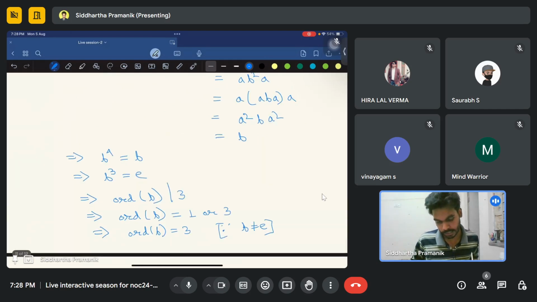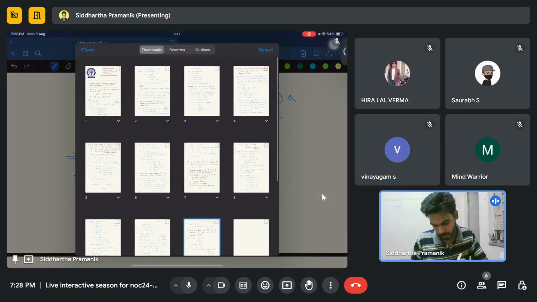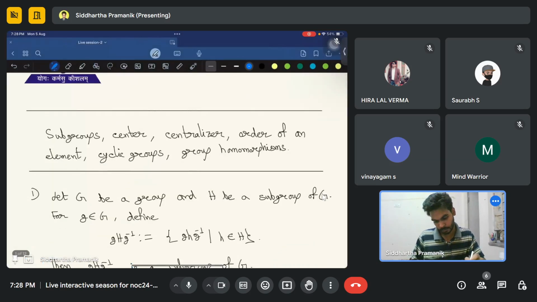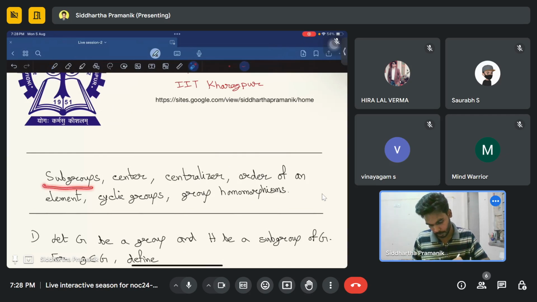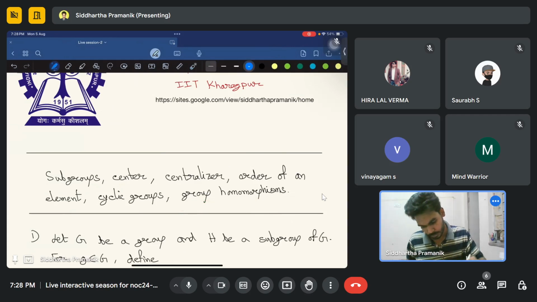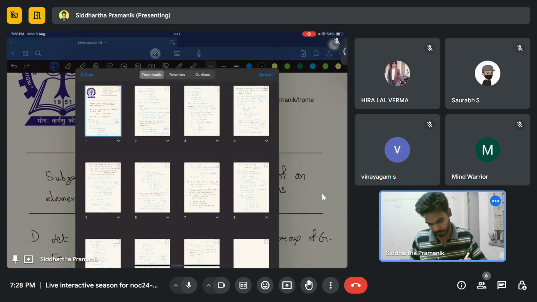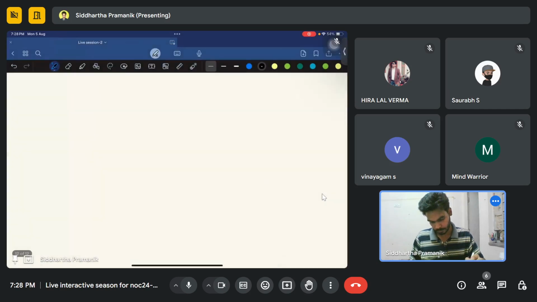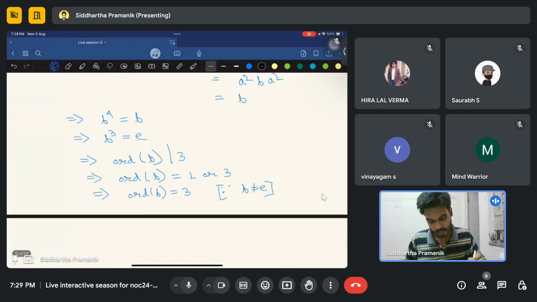Okay, I hope it is clear. If you have doubt, you can ask me. Okay, let me go back to the keywords. So we have done subgroups, we have done order of elements, and let's do some problems of group homomorphisms. This is going to be interesting. So this is problem number 8.